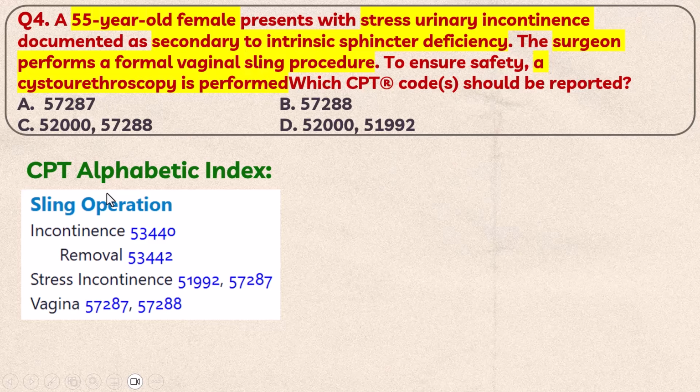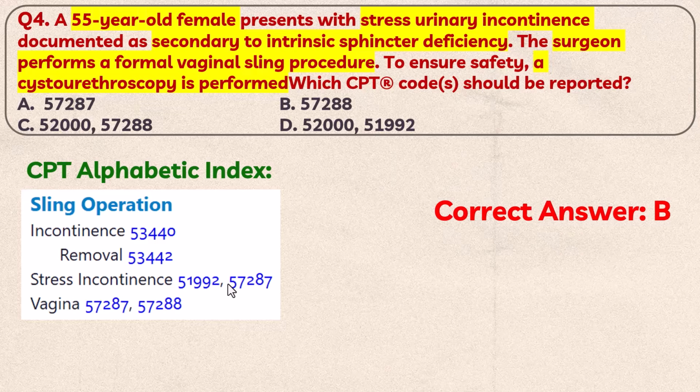So go for the main index term, sling operation. The sling operation is done for urinary incontinence or stress incontinence. You can see stress urinary incontinence, so that you can see stress incontinence. Following codes are here. So again, go back to the tabular list and confirm the answer. Once you confirm the answer, the correct answer will be answer B.